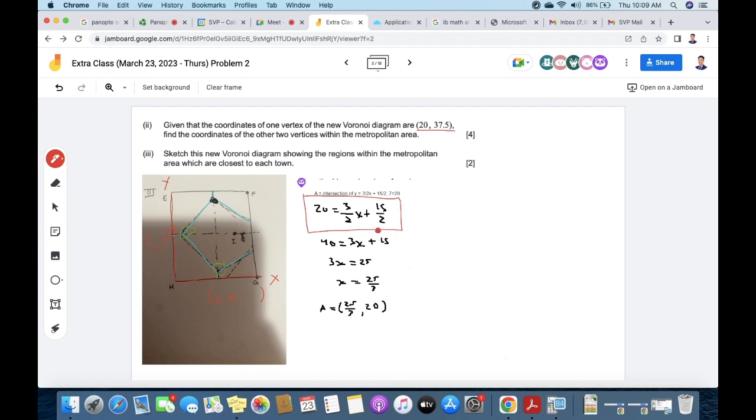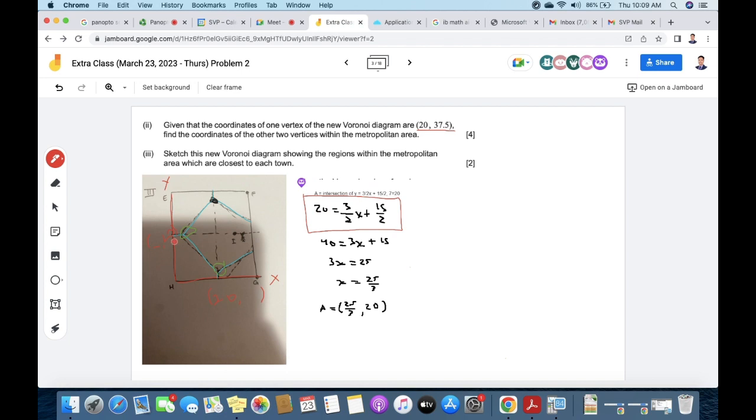do you follow? Why were you able to get this, by the way? Can you share with us why you were able to get this? Yeah, 20 equals 3 half x plus 15 over 2. How were you able to establish this equation? It's given that what?